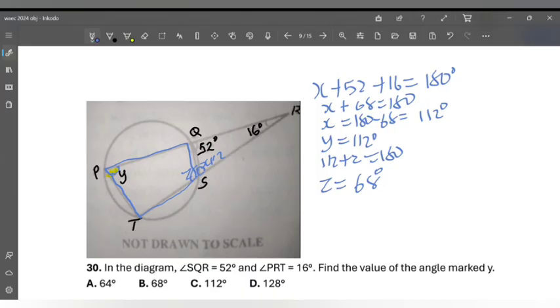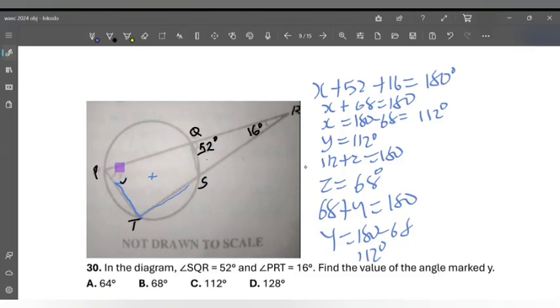So this z right here, if you add it to this y, you are going to get 180. You see? So 68 plus y will give you 180. If you solve for y again, you get 180 minus 68, which is 112 degrees. That is a longer journey if you are not able to identify opposite interior angles. But if you are able to identify exterior angles and opposite interior angles, you will immediately recognize that this angle is an exterior angle and this is the interior angle opposite it, so they are going to be equal.